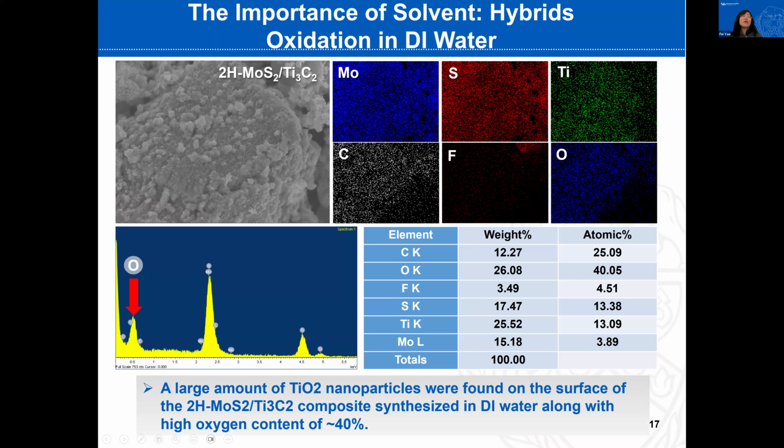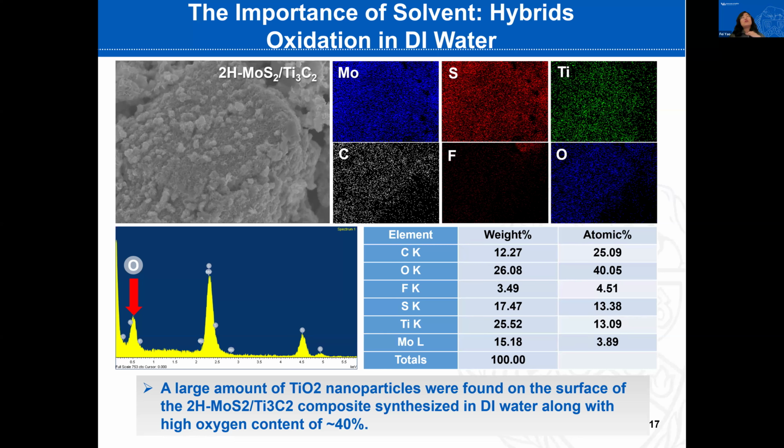So another advantage highlighting the importance of using the bisolvent is that since we have titanium carbide mixing in the system, oxidation needs to be seriously considered. So in order to suppress the oxidation, using DMF is very important.